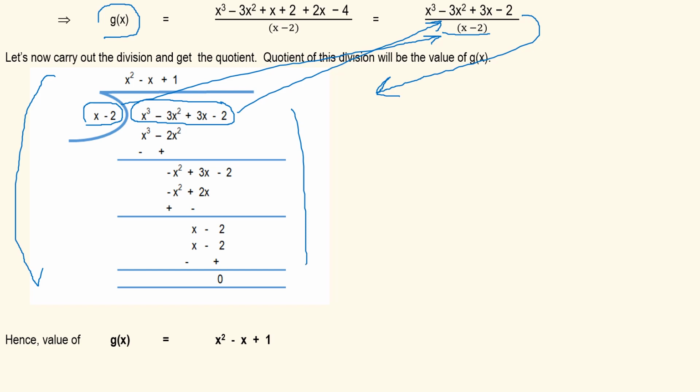Once we solve this, we get a remainder of 0, and our quotient is x square minus x plus 1, and that is the value of g(x) here. So we have now found out the value of g(x) to be equal to x square minus x plus 1, and this is our answer.